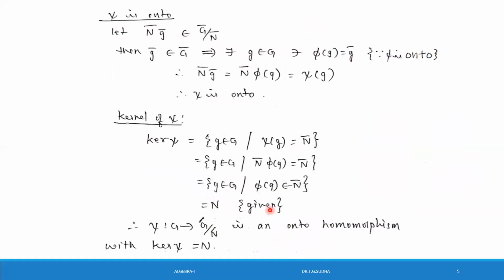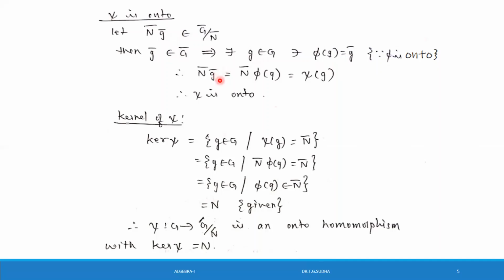Now let us show that this psi is onto. So let us take an element n bar G bar in the codomain, that is G bar by n bar. Since n bar G bar belongs to G bar by n bar, this element G bar will belong to the codomain group of phi, that is G bar. Since this is an element of the codomain of the mapping phi, there exists an element G belonging to G such that phi of G is equal to G bar, because phi is given to be an onto homomorphism.